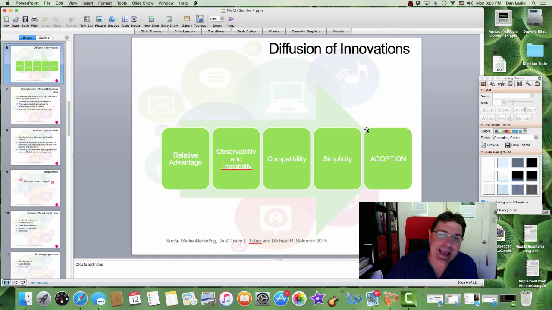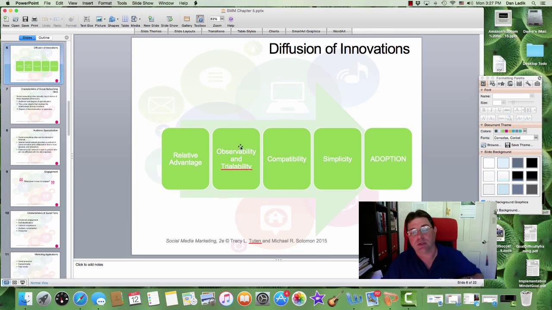So if I leave Seton Hall and I'm working for a company and I need something to be adopted, i.e. used quicker, faster, what should I ask myself? Is there a clear superior advantage of the new product versus what's already in existence? If there isn't a clear superior advantage, then it's not going to be adopted very quickly.